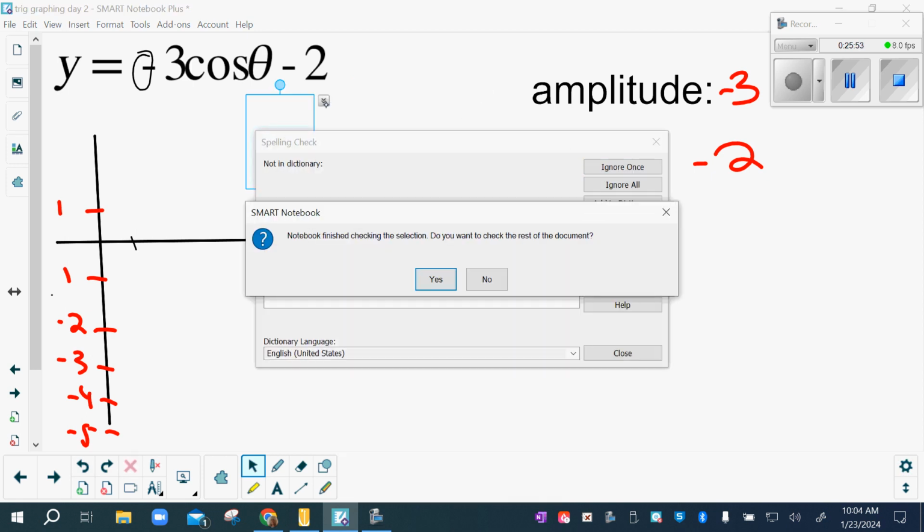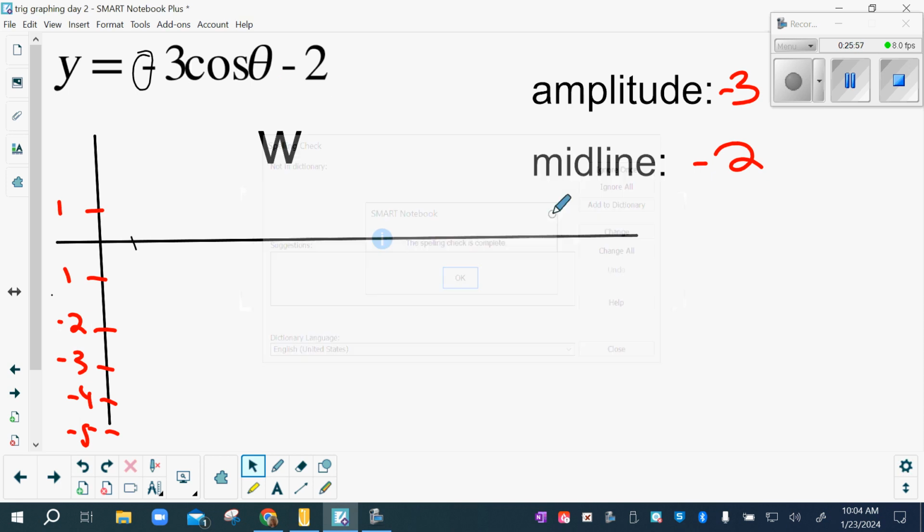Correct. No, stop that. Stop that. I don't want to. It says it's a W. There you go. It's a W.